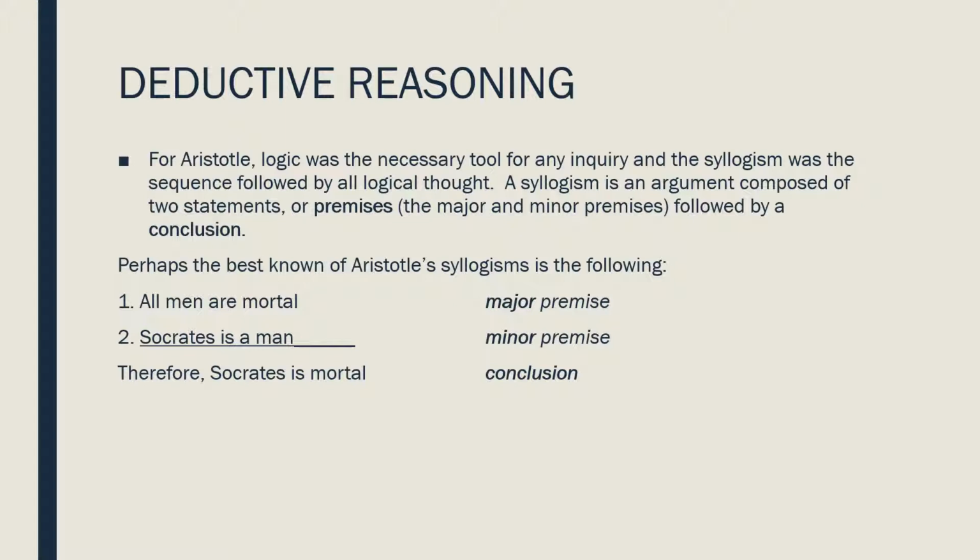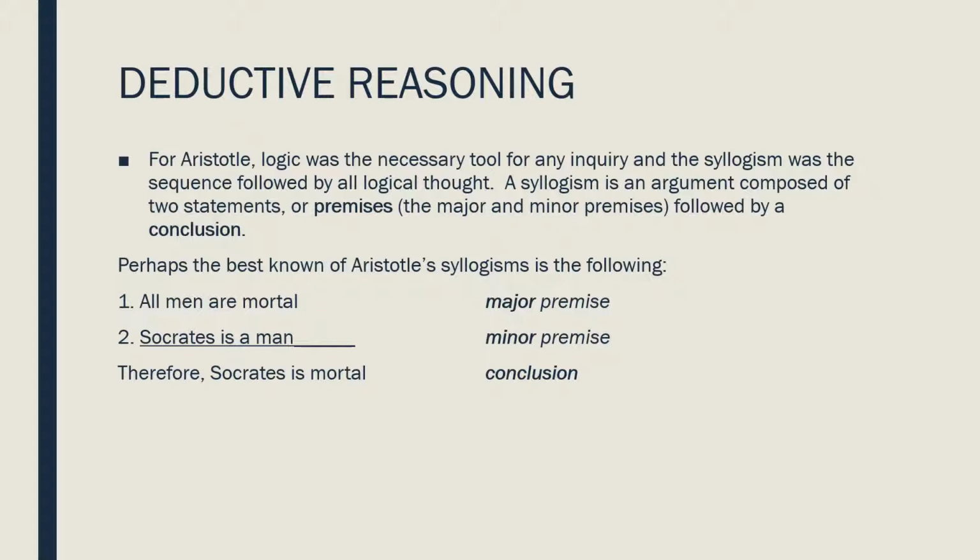So here you can see an example. This is what all or most of your examples will look like on the homework. You will be given a major premise and a minor premise and a conclusion. And then you'll have to determine whether it's valid or invalid. We'll talk about that in a minute. Or you may be asked to tell whether it's deductive reasoning or inductive reasoning.